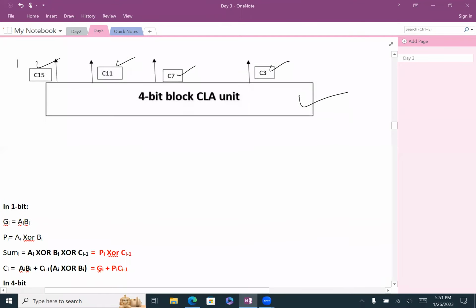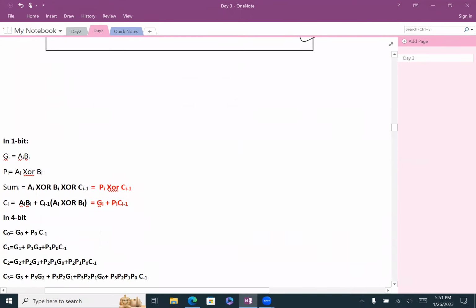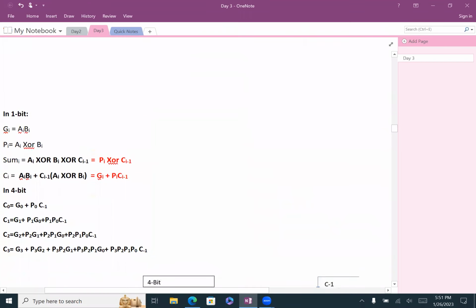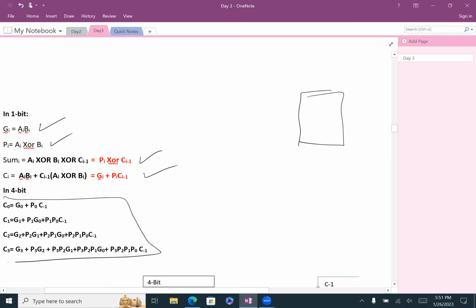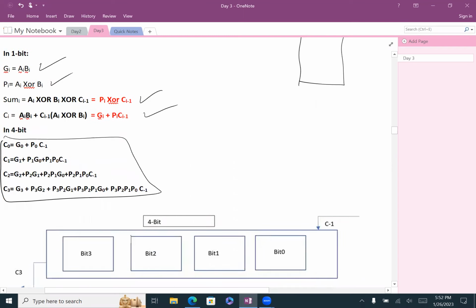So let's repeat ourselves. Okay, from the 1-bit we found the G and the P, okay? And based on these two, we modify the sum and the carry. We did that already at the beginning. Then we found all the C's, C0 up to C3. Now let's think about the new logic.